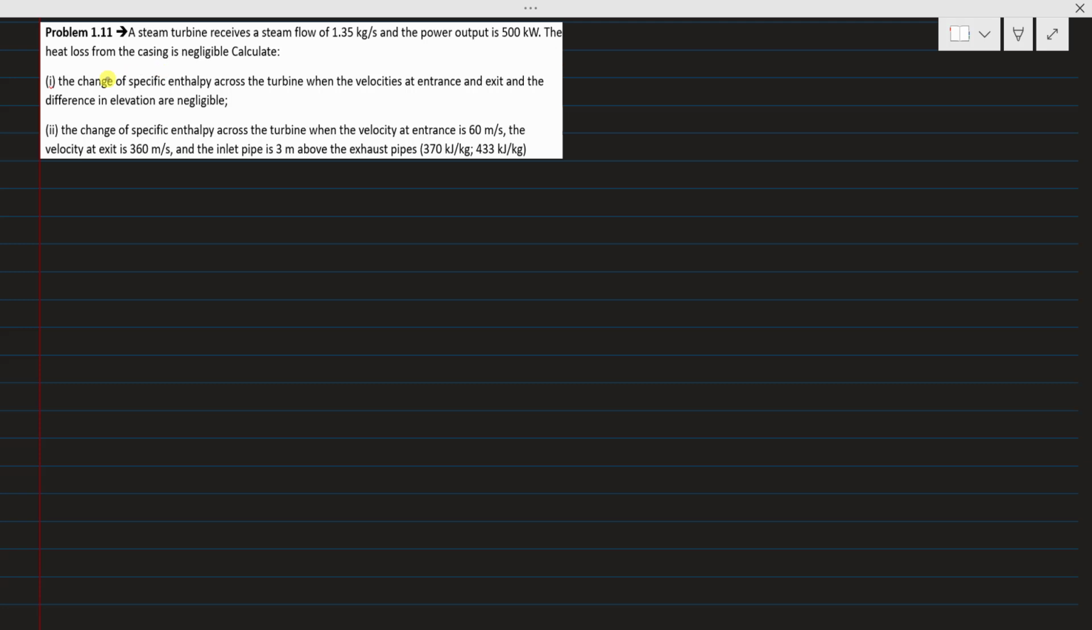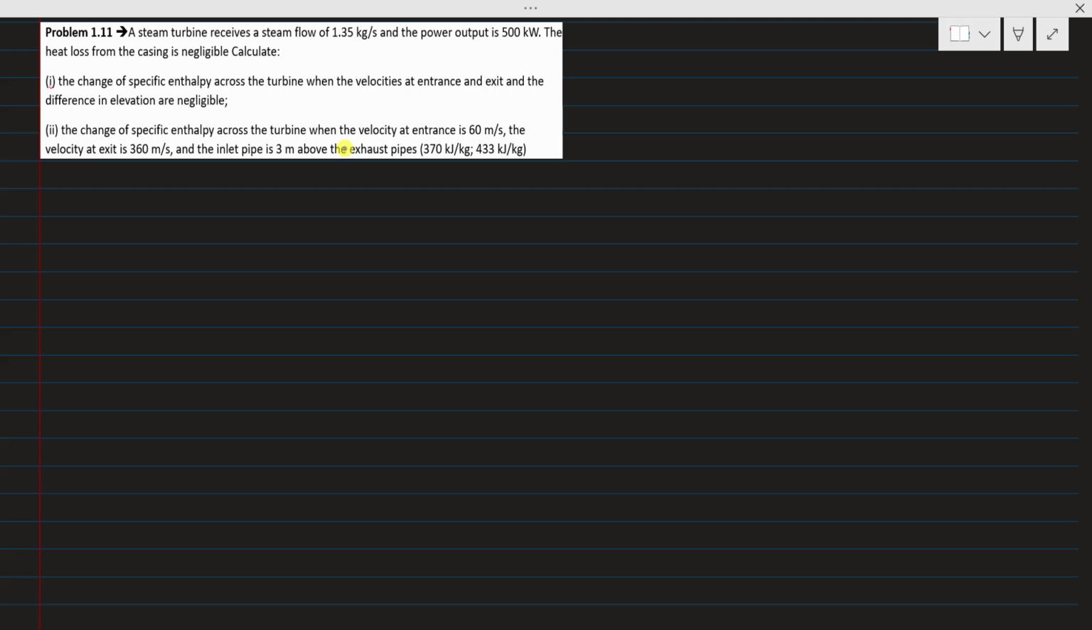A steam turbine receives steam flow of 1.35 kg per second and the power output is 500 kilowatt. The heat loss from the casing is negligible. Calculate the change of specific enthalpy across the turbine when the velocity at the entrance and exit and the difference in elevations are negligible. So this is the first case, while in the second case, the change of specific enthalpy across the turbine needs to be found when the velocity at the entrance is 60 meter per second, velocity at exit is 360 meter per second, and the inlet pipe is 3 meter above exhaust pipes. These are the answers that we will get at the end.